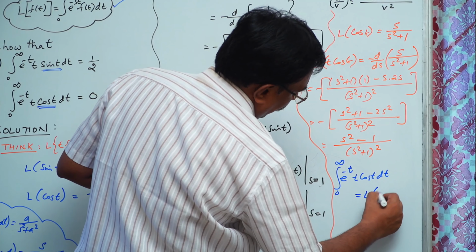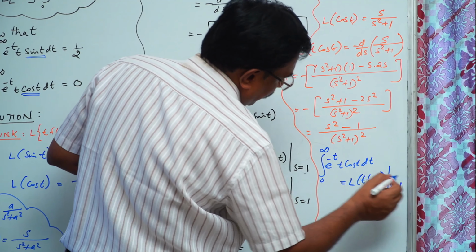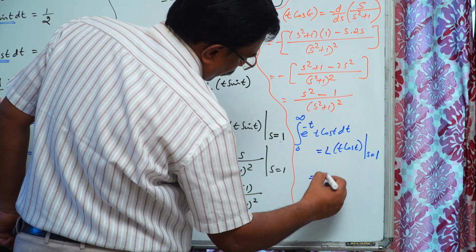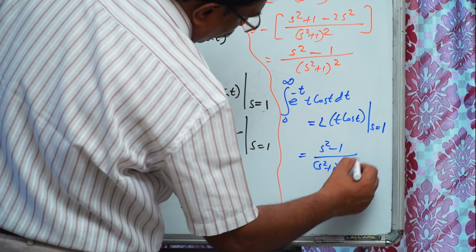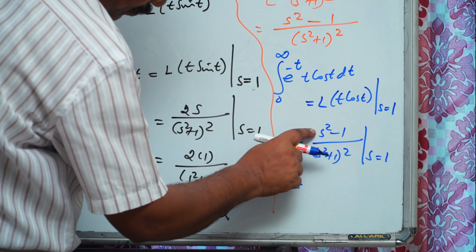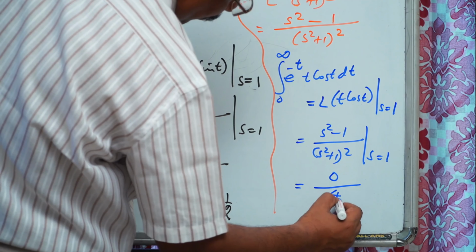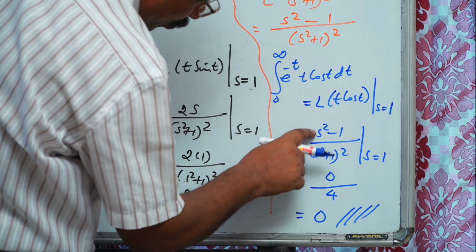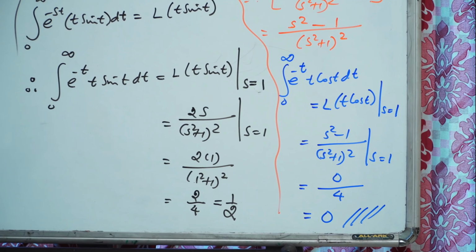Now, the integral from 0 to infinity of e power minus t t cos t dt is equal to Laplace of t cos t where s is equal to 1, as we studied in the previous one. It is s square minus 1 divided by s square plus 1 whole square where s is equal to 1. By applying s as 1 here, definitely we will get 0 by 4. 0 by anything is 0. Check: s is 1, 1 square is 1, minus 1 is 0. So we got the result.